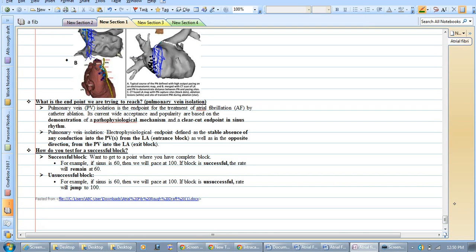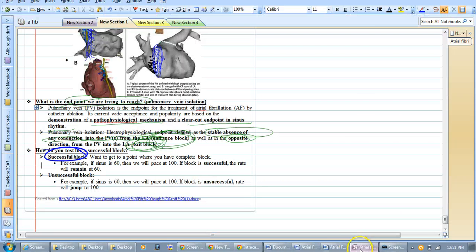Diana and Susan are going to cover pulmonary vein isolation more in depth. However, I do want to give a quick recap as to what the endpoint of treatment is. So what is the endpoint? What are we trying to achieve? We're trying to show a pathophysiological mechanism and a clear-cut endpoint in sinus rhythm. So what do I mean by that? We're trying to show the stable absence of any conduction into the pulmonary veins from the left atrium, which is commonly referred to as entrance block, as well as the opposite direction, from pulmonary vein into left atrium, which is known as exit block.